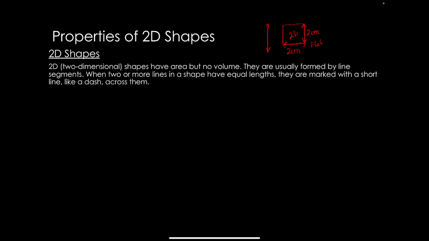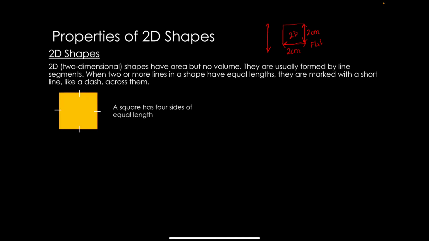When two or more lines in a shape have equal lengths, they are marked with a short line, like a dash across them. So for example, a square has four sides of equal length and they've got four small dashes just to show that those lines are equal.